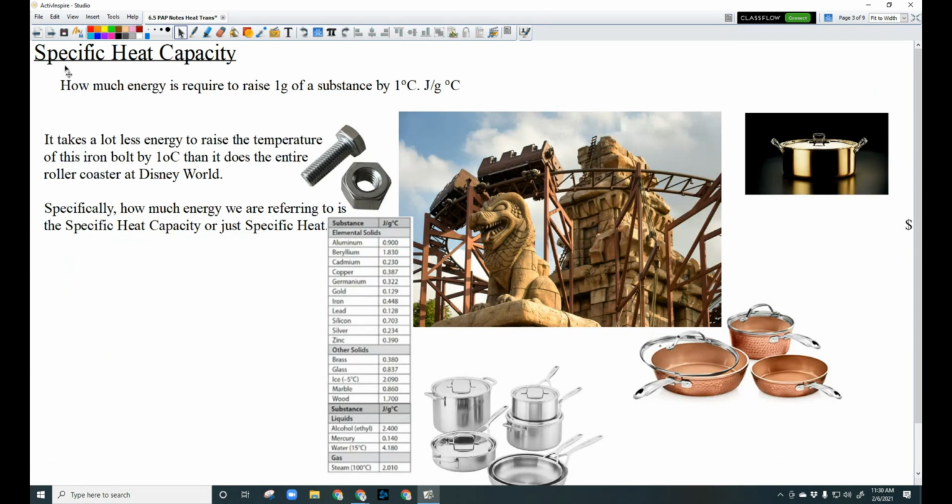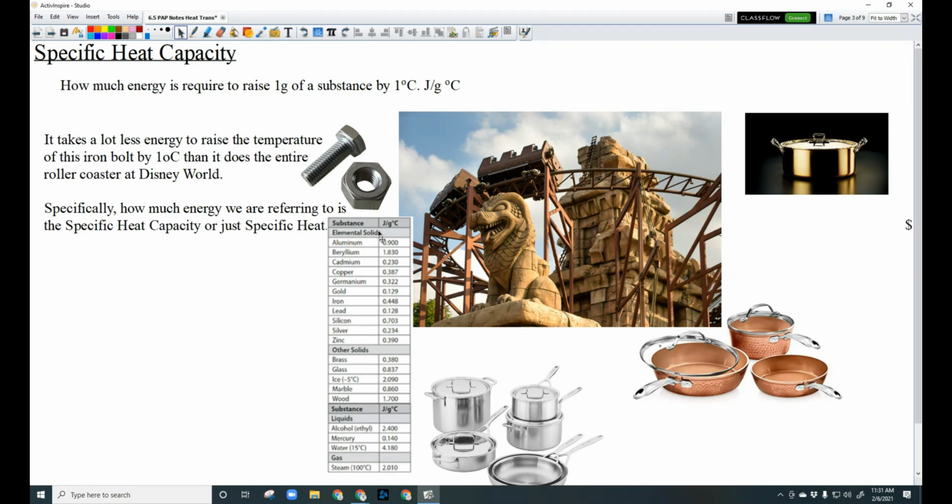All right, so specific heat capacity. The word specific is added because this is how much energy is required to raise 1 gram, specifically 1 gram, of that substance by 1 degree Celsius. It takes a lot less energy to raise the temperature of this iron bolt by 1 degree Celsius than it does an entire roller coaster that you may see at Disney World. Specifically, how much energy we're referring to is the specific heat capacity, and sometimes that's just shortened to specific heat.